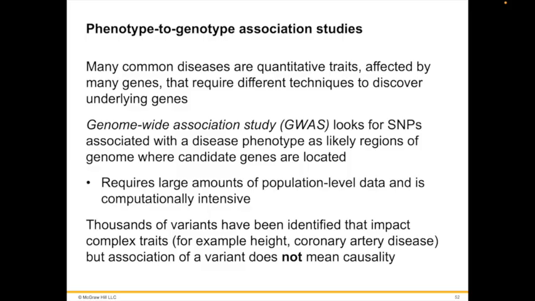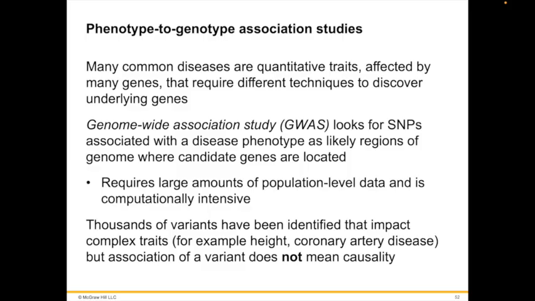But this and other variants with large effects do not account for the majority of heritability. There are literally thousands of variants with small effects that contribute to coronary artery disease and account for the majority of the heritability. This pattern has held true for most complex diseases analyzed by GWAS, the Genome-Wide Association Study.